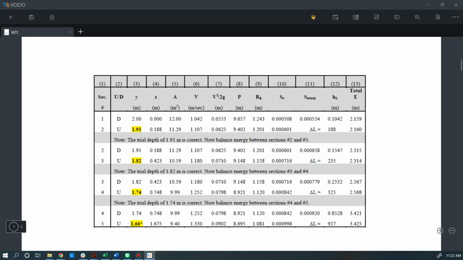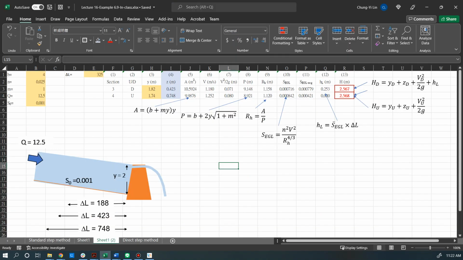Now let's jump to section 4. We want to calculate this 1.74. Even though I show the answer here, I just want you to have the idea of what we are doing right now.